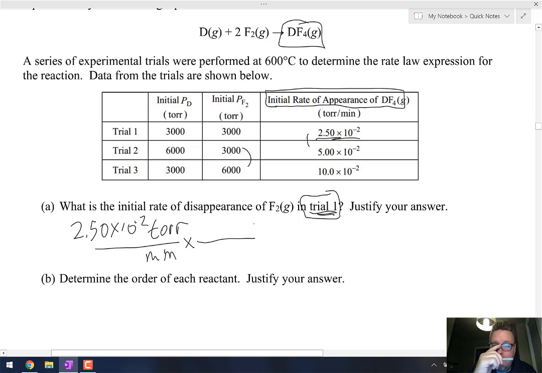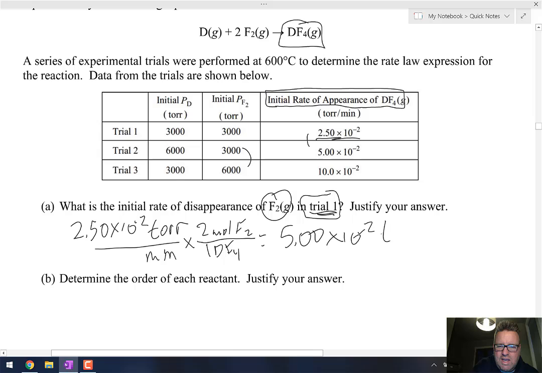Okay, and now from that balanced equation, even though it's not moles, we can still use the stoichiometry of the balanced equation here. We can say that for every 1 mole of DF4 that's formed, and then they're asking about F2, there are 2 moles of F2 that get used. So 2.5 times 10 to the minus second is 5 times 10 to the minus second torr per minute. Okay, and wait a minute, but this is moles and torr don't cancel. Don't think too much into this, okay?